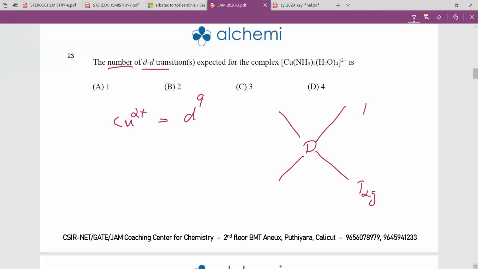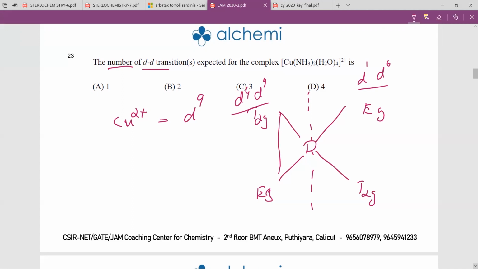T2g, Eg, T2g. This is the orbital diagram. The right side of this orbital diagram represents d1, d6 systems, and the left side represents d4, d9 octahedral systems. So for a d9 system, we expect one peak corresponding to the Eg to T2g excitation.